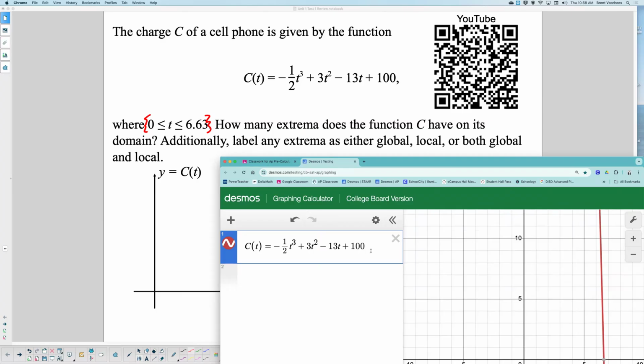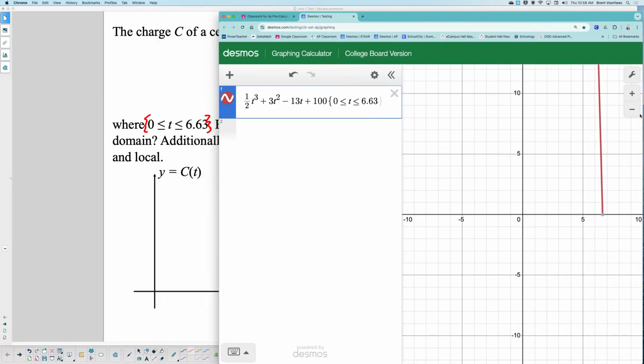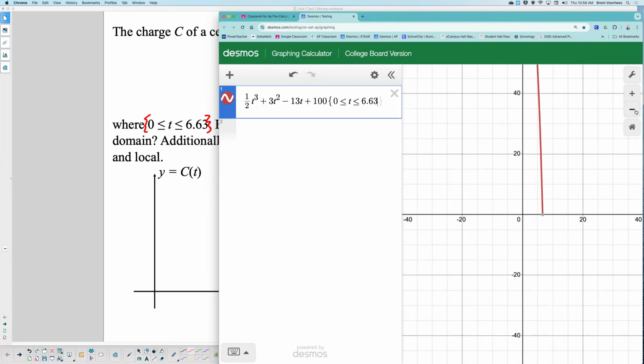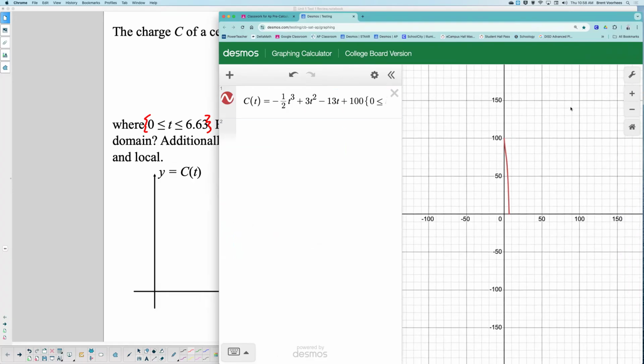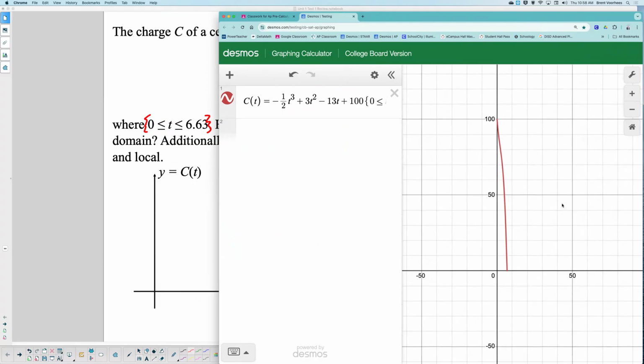So I'm going to put, right after the 100, that squiggly bracket, 0 less than or equal to T less than or equal to 6.63. My graph right now is extending off the screen. I need to zoom out a little bit so I can see my graph. There's my graph. Probably zoomed out too far. That's the graph we're working with right there.